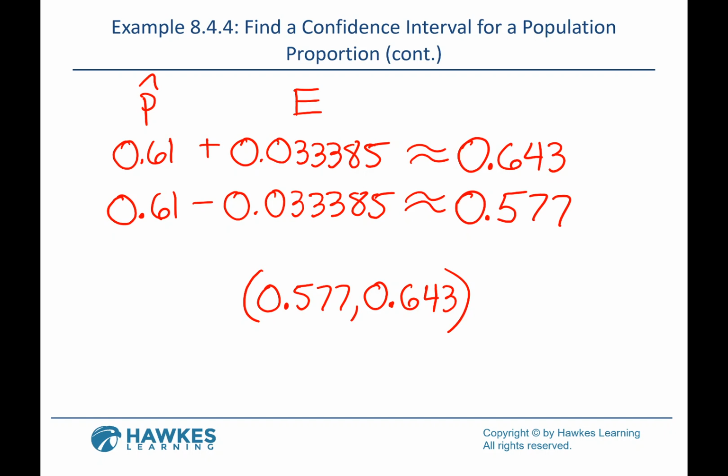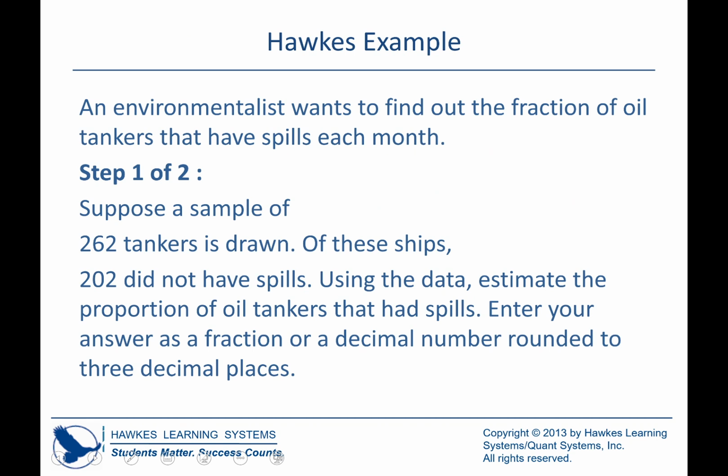One more, this one's out of Hawks. It words things a little tricky, so let's look at this last one. You do have to be careful reading these, because remember, X is the number of data values that have the characteristic we're counting. That's how we get our sample proportion. It says an environmentalist wants to find out the fraction of oil tankers that have spills each month. Suppose a sample of 262 tankers is drawn. Of these ships, 202 did not have spills. You do have to be careful there.